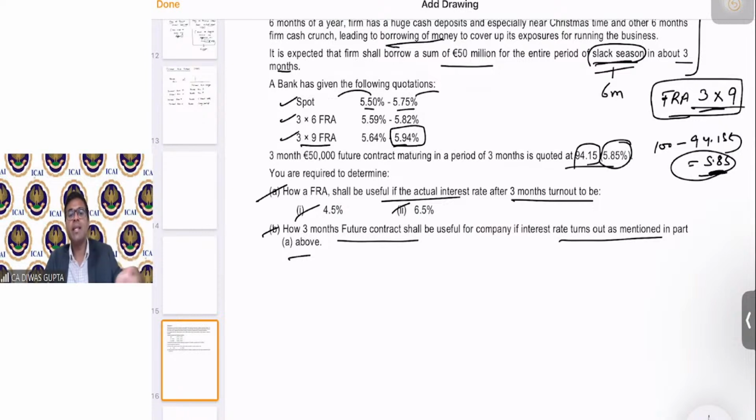So in the first part, they are saying that you have to calculate the impact because of the forward rate agreement. In the second part, you have to calculate the impact on account of the futures contract. Simple. The question is simple and easy, students.